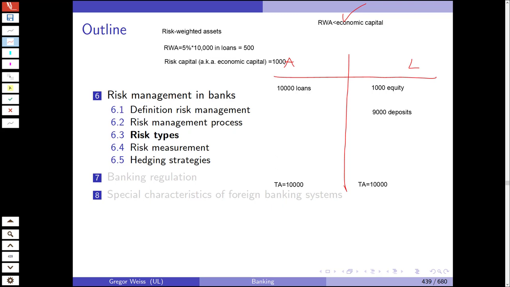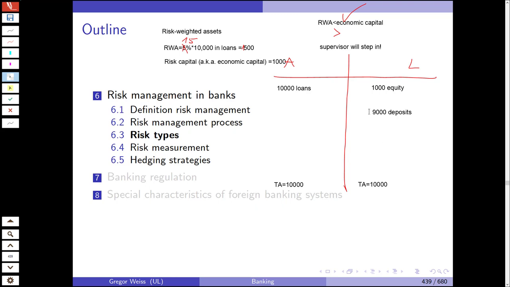In this way, we could also say you can give out more loans. If you still have some capital, if you still have some cash, or if you get more deposits, you can still give out loans. If, however, we have given out more risky loans, and let's say this is 15%, then we would have risk-weighted assets of 1,500. This would mean that risk-weighted assets are larger than economic capital, and regulators or supervisors will step in.